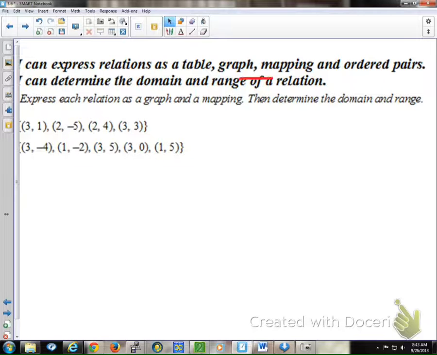number, I can't see what that number is, but number whatever it is. Same thing. Who can tell me the domain of that second problem? 3, 1. Yeah, you always want to put it in numerical order. So 1 and 3. What about the range? 0. -4. There you go.